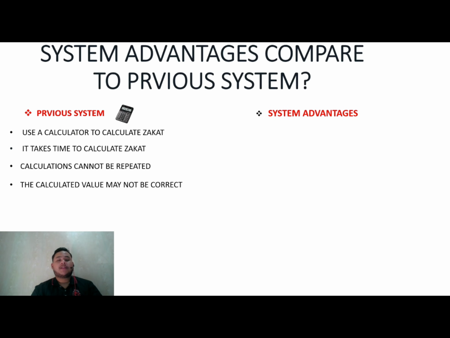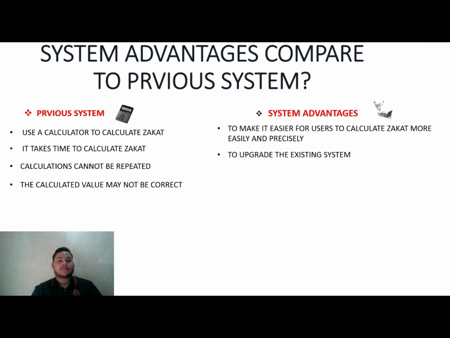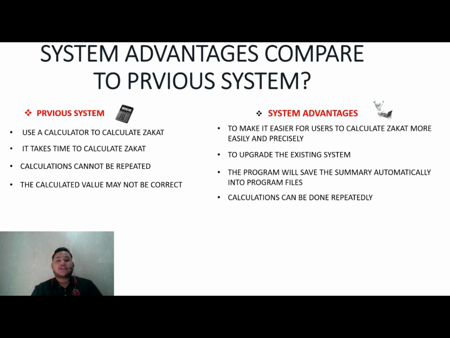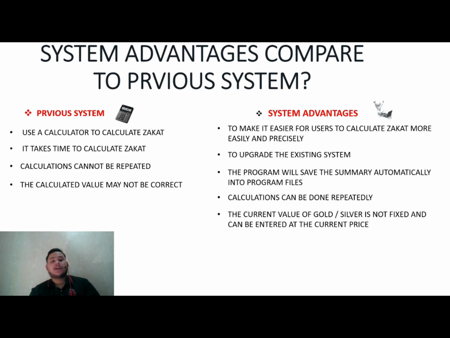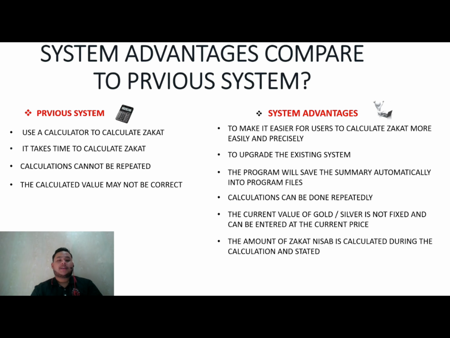Okay, system advantages: to make it easier for users to calculate zakat more easily and precisely. Next, to upgrade the existing system. Next, the program will save the summary automatically into a program file. Next, calculation can be done repeatedly. The current value of gold or silver is not fixed and can be entered at the current price. The last one is that the amount of zakat nisab is calculated during the calculation and stated.